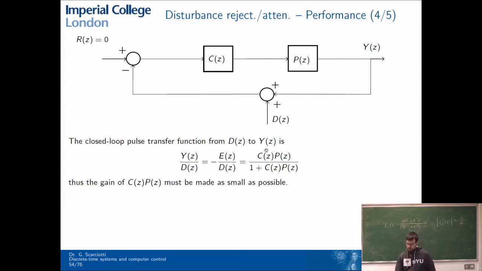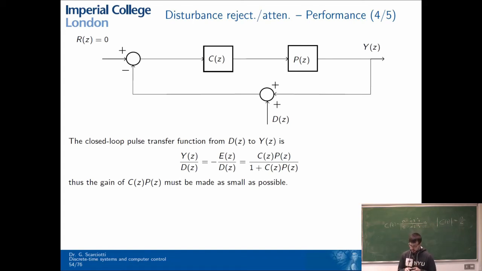If we compute the gain of this, we see that to make this gain as small as possible, we have to take c times p with a gain as small as possible. So this is the opposite result that we obtained before. Because here, if the gain of c times p is as large as possible, we see that the gain of this transfer function will become 1. Okay? So the output will actually be influenced by the disturbance.